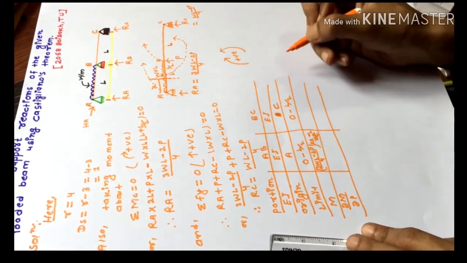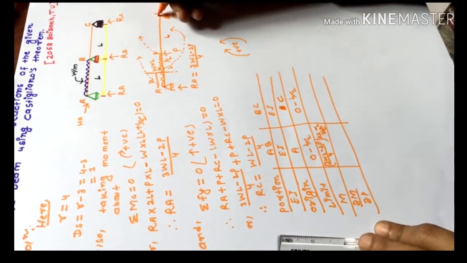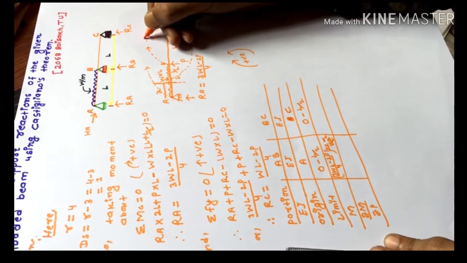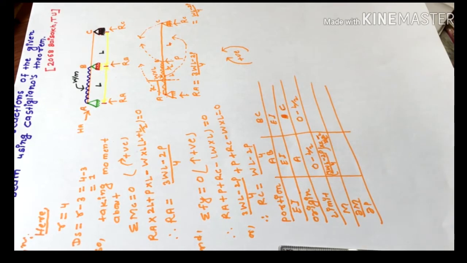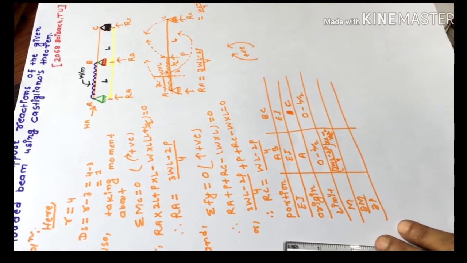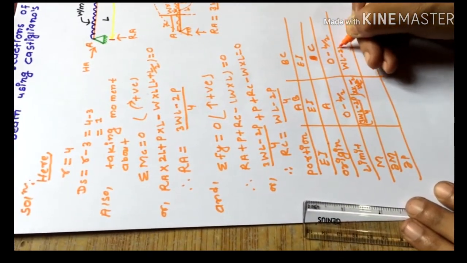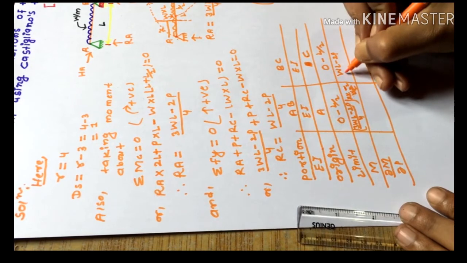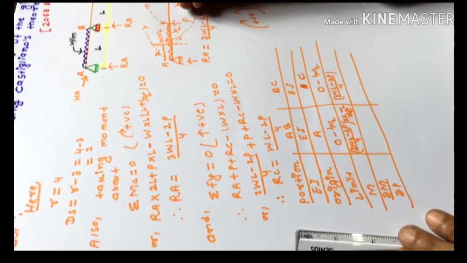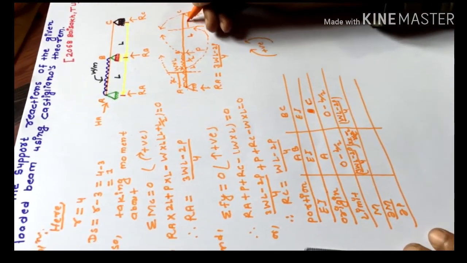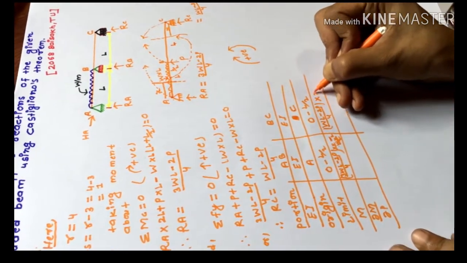Also in portion BC, this RC force will rotate this section in anti-clockwise direction, and we know on moving from right to left, anti-clockwise direction is taken as positive. So WL minus 2P divided by 4 into distance, and if the section is taken at x distance from the origin C, here the perpendicular distance is x.